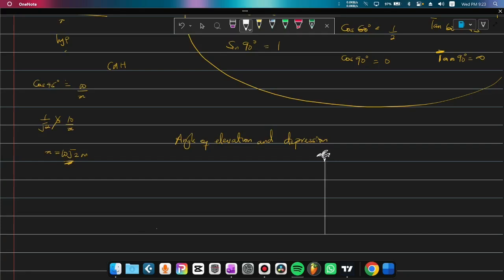If person A was standing at this particular point and person B was standing at this particular point, if both of them look at this same bird, what would their level of eyesight look like? The first person is going to have his eyesight looking like this, making an angle of elevation. Let me use yellow to draw the level ground.